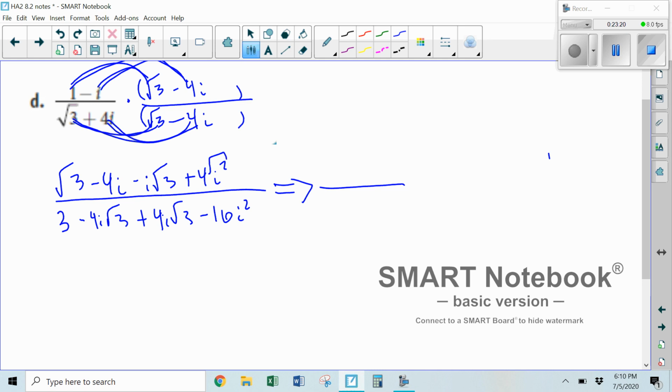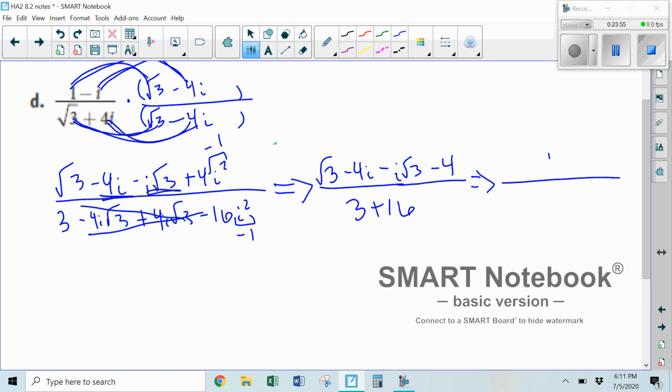This is going to be negative 1. So I have root 3. I can't really combine this i with this i because one has a root and one doesn't. So I'm just going to leave it for now. Minus 4i minus i root 3. And then this is going to be minus 4. My denominator, these will cancel. I'll get negative 1. So that's going to be 3 plus 16. My denominator then is 19.